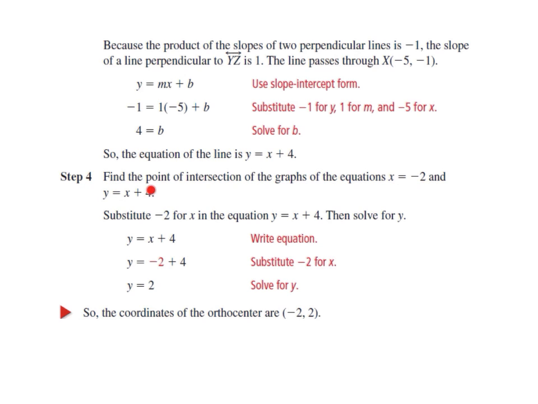Now step 4, find the point of intersection of the graphs of the equations x equals -2 and y equals x plus 4. So this requires you substituting x, -2, into your equation to solve for y. When you do that, you get y equals 2. So the coordinates of the orthocenter are at -2, 2. It's definitely a lot of steps, but just try one on your own.